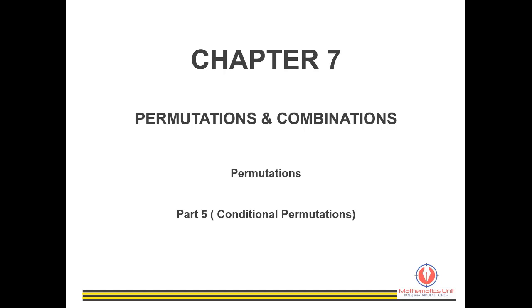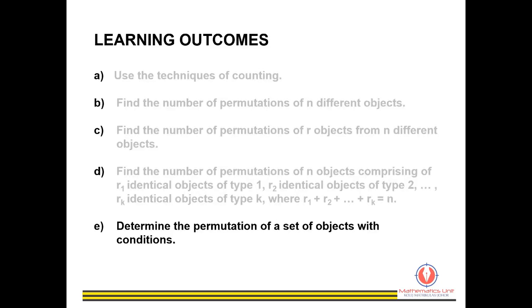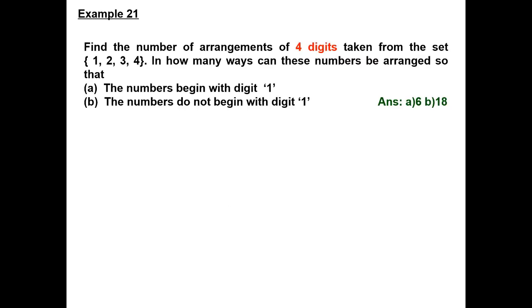We are still under chapter 7, that is permutations and combinations. For today's lesson, we are going to learn conditional permutations. Learning outcomes for today is to determine the permutation of a set of objects with conditions.